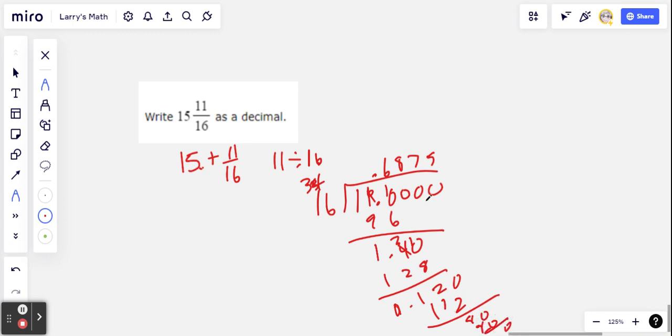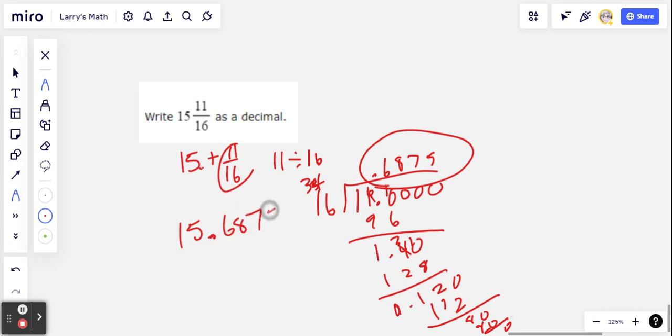Okay, so we did the long division. I didn't really talk in detail about the long division, so if you need some refreshers on it, go back and find a video about that. I've got several. So now this part is this, and we just put it together with the 15. With 15, the decimal point's right here. There's the decimal point for the rest of it, so 15.6875, and that is your answer. Hope that helped.